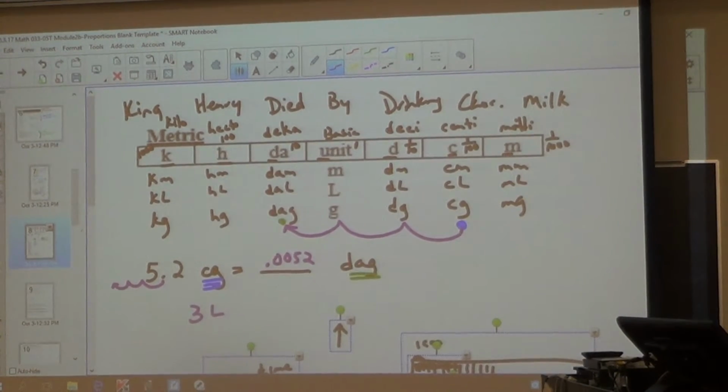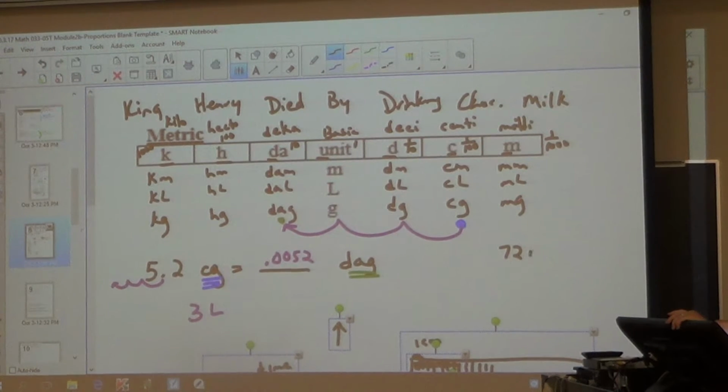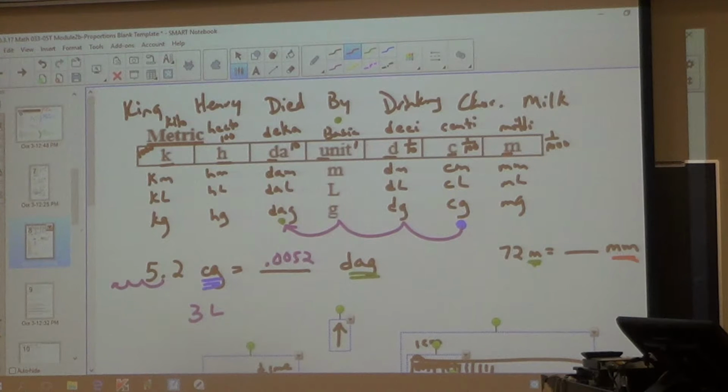So what if I gave you 72 meters equals how many millimeters? Meters is a single lady. Millimeters is here. How many jumps did I jump in which way? To the right. 1, 2, 3. Who knew that Beyonce, to the left, to the left, to the left, was talking about converting units? Who knew? This time we're doing to the right, to the right, to the right. So we're going to move our decimal 3 times to the right.